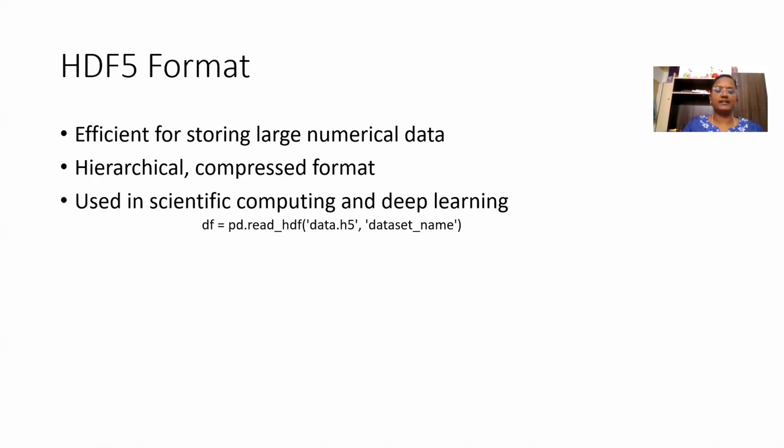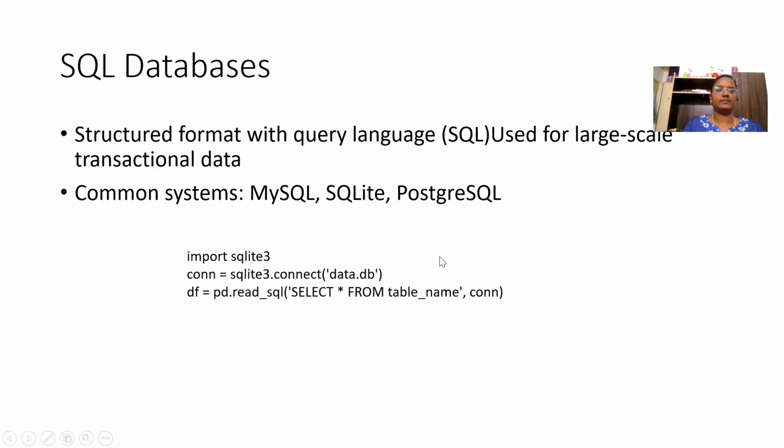And the HDF5 format, which is efficient for storing large numerical data. This is a hierarchical data file and a compressed format, which is used in scientific computing and deep learning. If you want to work on any deep learning or machine learning projects, then you can go with the HDF5 format. The syntax for HDF5 is pd.read_hdf, data.h5. We have to store this as an H5 dataset, then give the dataset name.